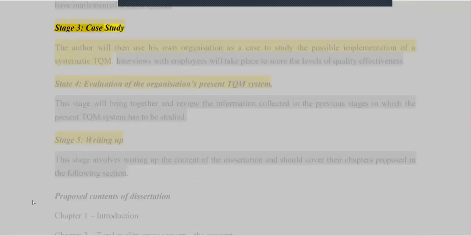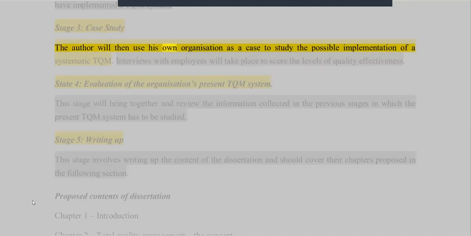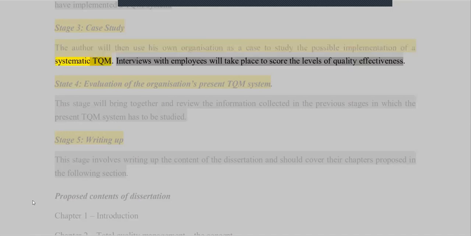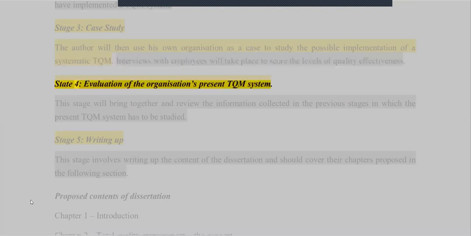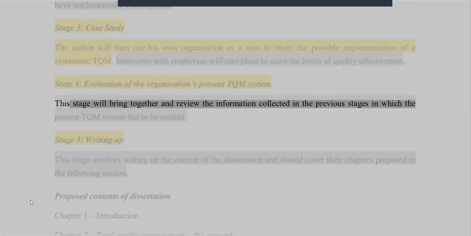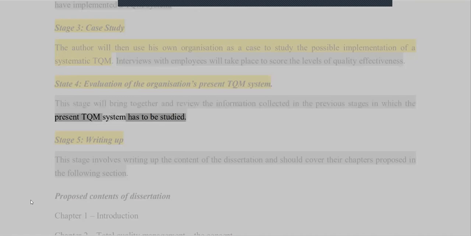Stage 3. Case study. The author will then use his own organization as a case to study the possible implementation of a systematic TQM. Interviews with employees will take place to score the levels of quality effectiveness. Stage 4. Evaluation of the organization's present TQM system. This stage will bring together and review the information collected in the previous stages, in which the present TQM system has to be studied.